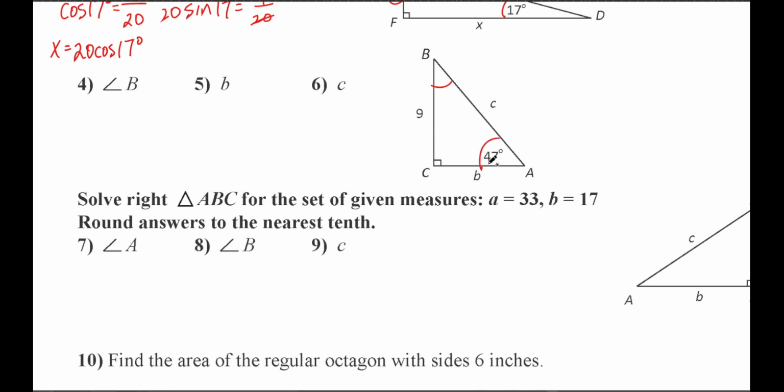So I'm going to use this angle. And what side do I only know one side? It's very similar to this. Okay, but I know this side right here. So this is opposite and this is adjacent. So I'm going to use the tangent.